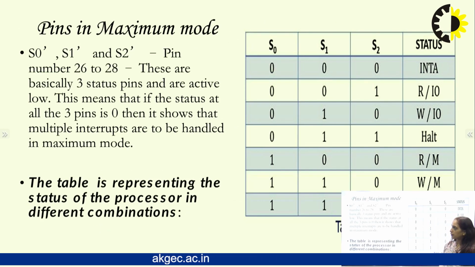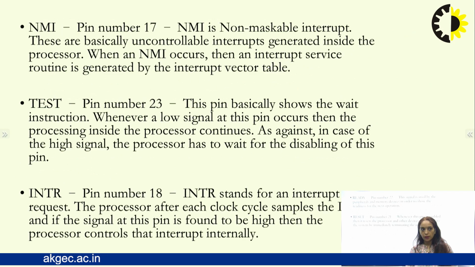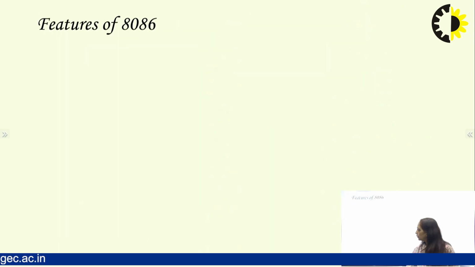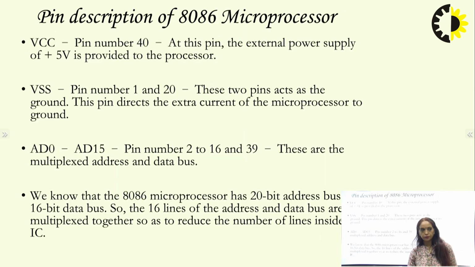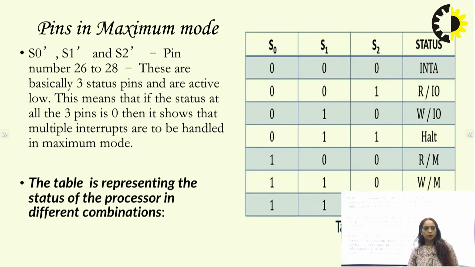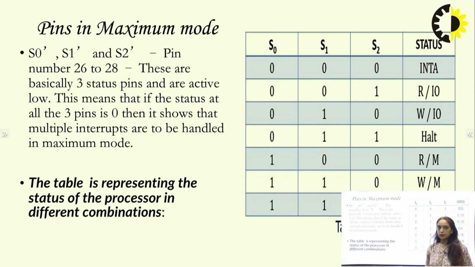Next, we have the operation in maximum mode. From pin number 26 to 28, let us check the pin diagram once. For maximum mode, this pin should be connected to 0, and from pin number 24 to 31 we are going to study the function of these pins, because in maximum mode, request, grant, lock, S2, S1, S0, QS0 and QS1 will be used. So let us quickly check the working in maximum mode.